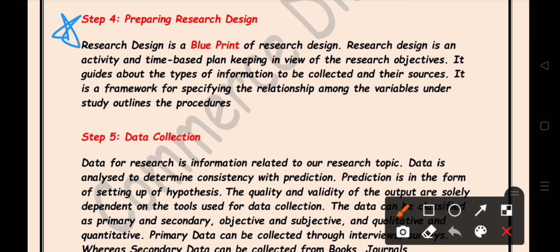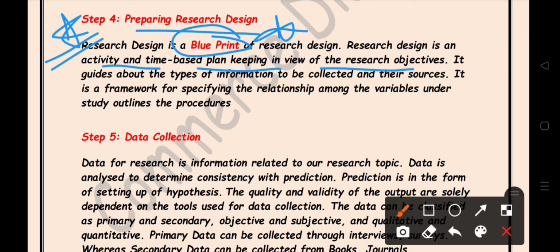Then next, step number 4 is preparing the research design. Okay, research design is popularly known as the blueprint of our research. This is also an important point. You can expect this point in our examination. Okay, the research design is an activity and time-based plan with a view to achieve the research objectives. So research design is the blueprint of doing research. It means in what way we want to conduct our research and what will be our objective to study the particular kind of research, that we will decide in this research design.